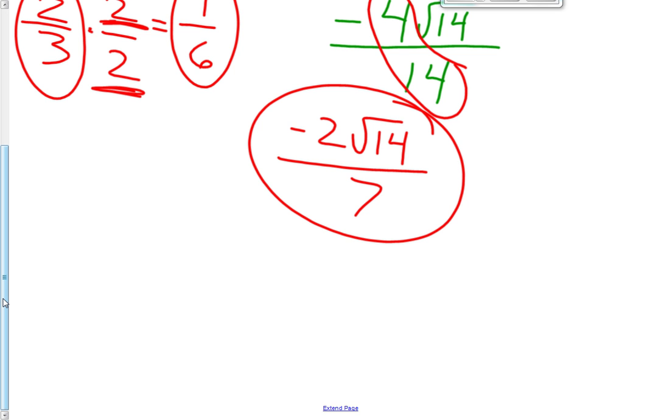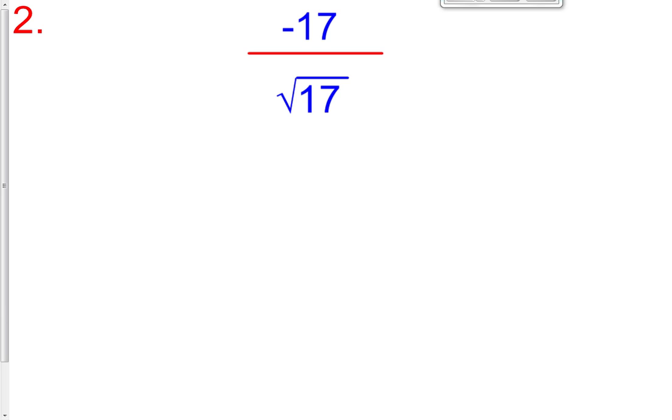You cannot reduce 14 divided by 7. You can't do that because the 14 is underneath the radical, whereas the 7 is not. So you can't cross over between those two. So make sure you understand that. Negative 2 square root 14 divided by 7 is our answer for problem number 1. You guys pause the video and try number 2 on your own.